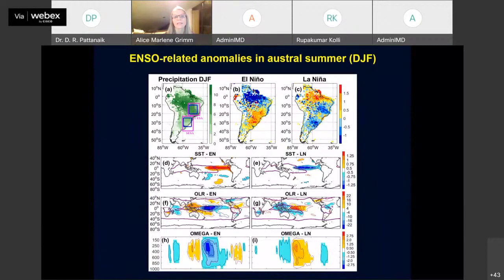Here we have then for December, January, and February, the precipitation anomalies during El Niño. We have below normal precipitation in the Northeast of South America, and above normal here in Central East and Southeast South America. In the opposite, more or less, during La Niña.